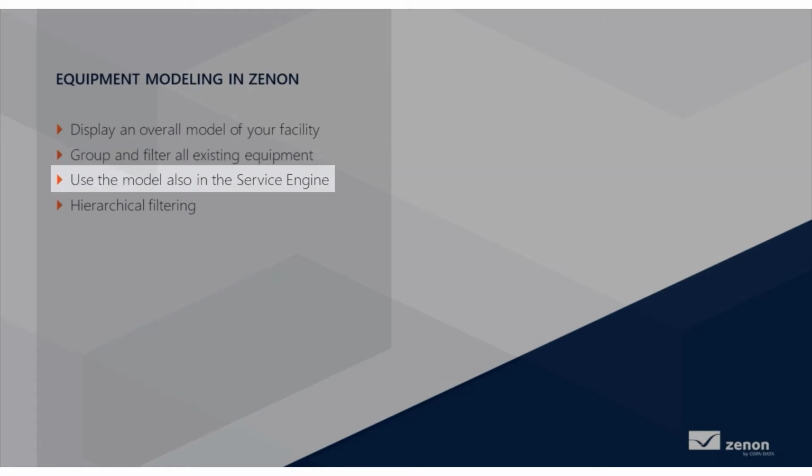Equipment models can also be displayed as a separate screen in the Service Engine and used as a filter for other switched screens. Hierarchical filtering is also supported, which means that a variable only needs to be assigned to one level and is then automatically incorporated into a filter for higher levels.